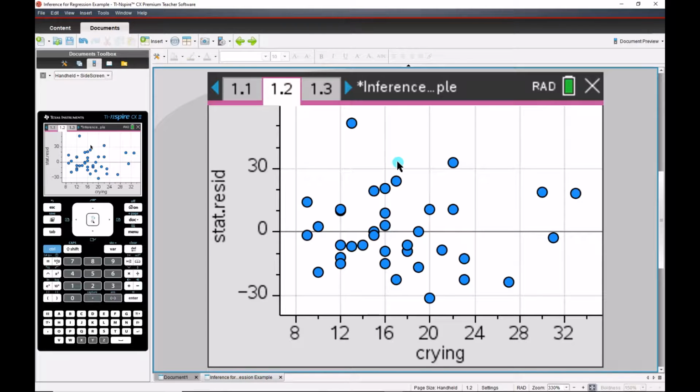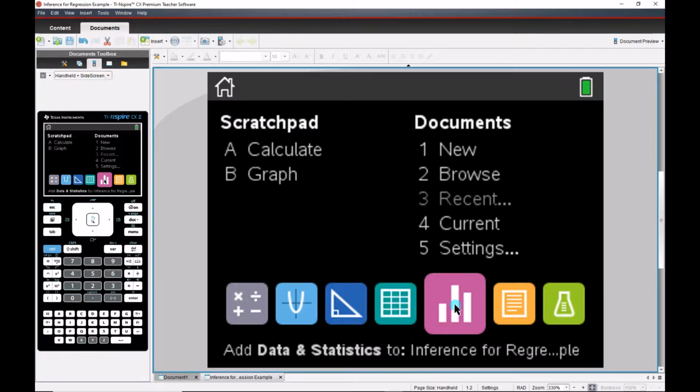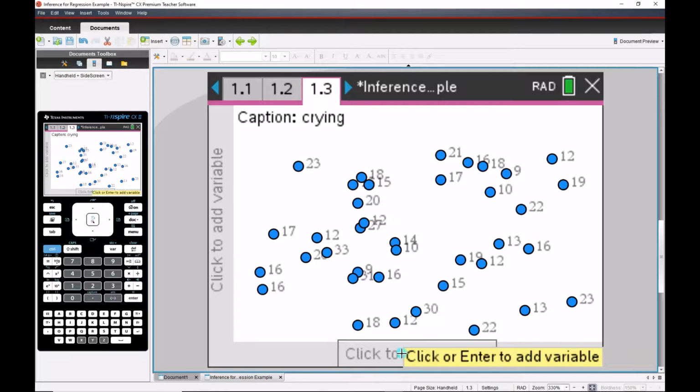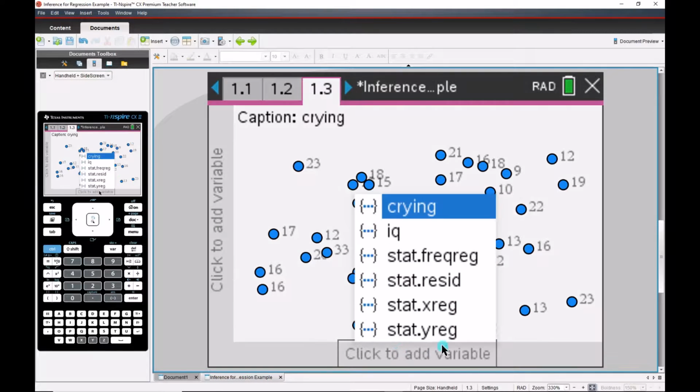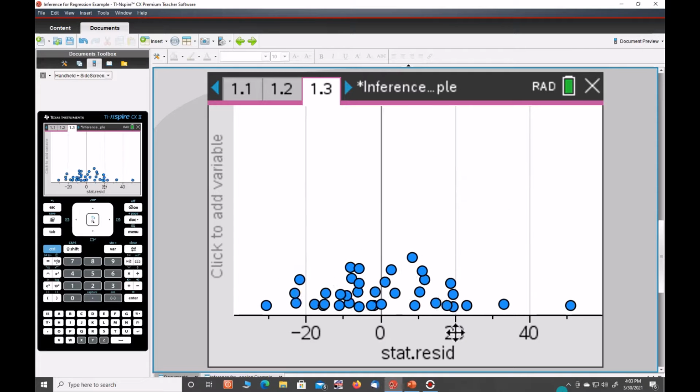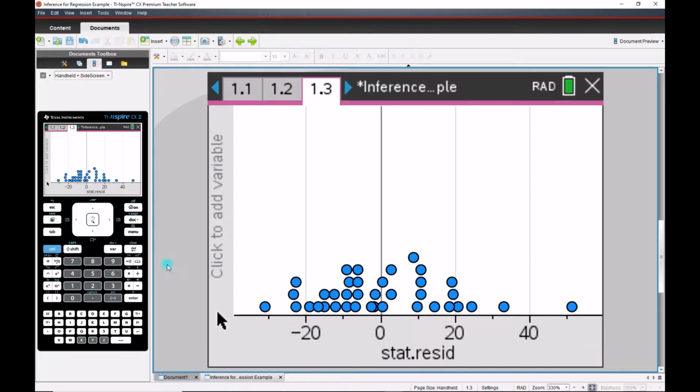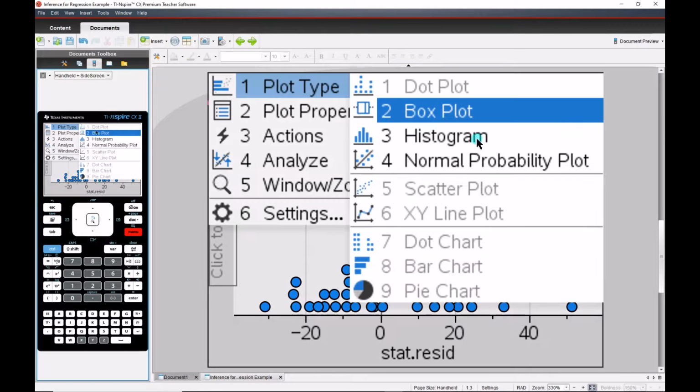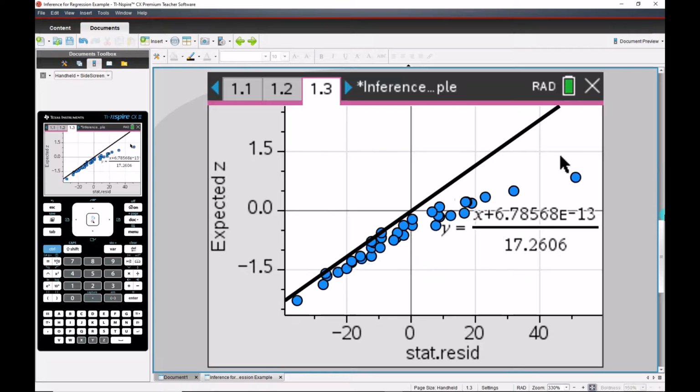All right, so let's check the normal probability plot of the residuals. And that's going to be pretty cool. So what we can do is come back and make another graph, and we can go ahead and just put in stat resid. And then we don't need a y because these are now univariate. All we're looking at is one variable, and that's your residuals. And we can come in here and change the plot to normal probability plot.